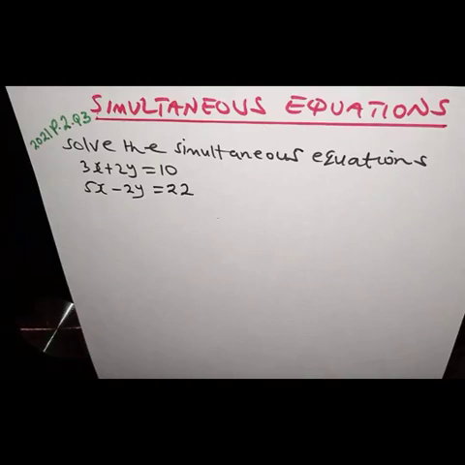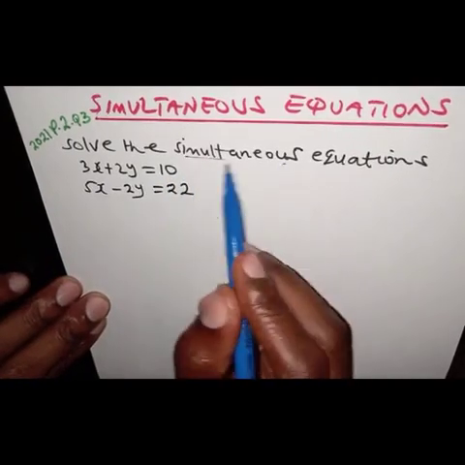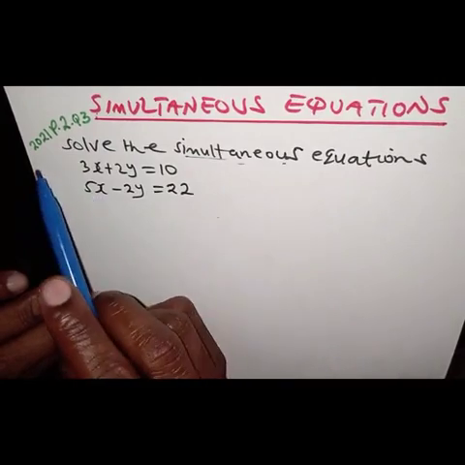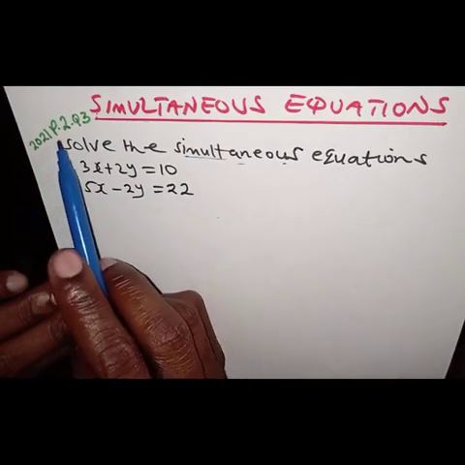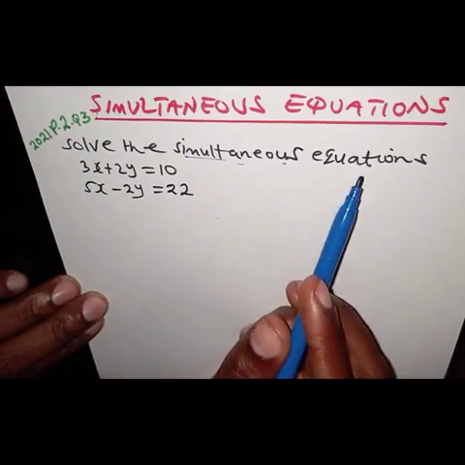We need to solve the simultaneous equations, solving two equations at once. This is what it means, solving two equations at once. This question has been extracted from the 2021 paper 2, that is question 3. So solve the simultaneous equations.